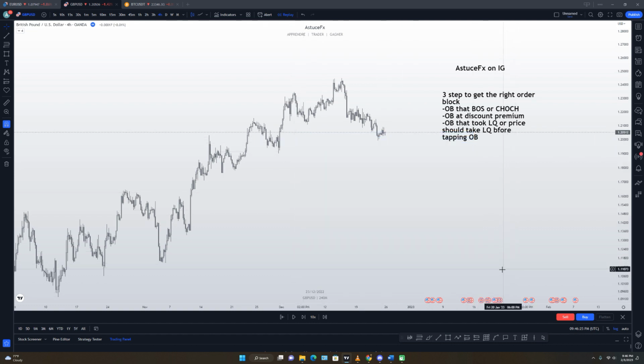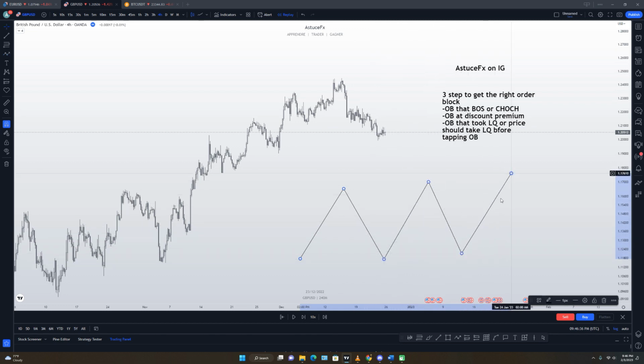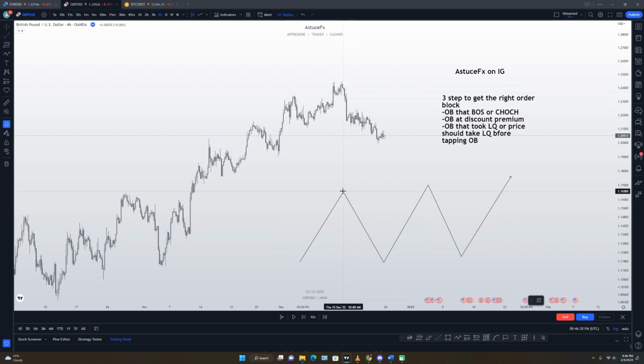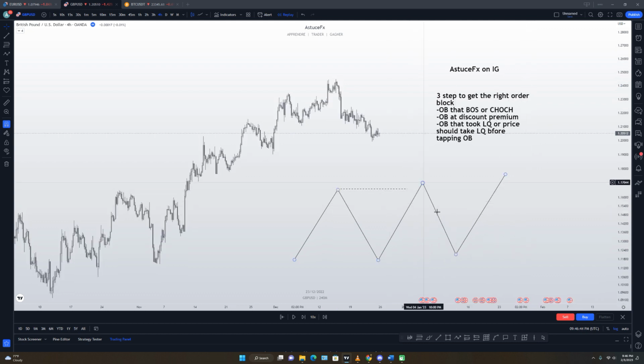So the first thing is, I want my order block to break structure. What I mean by breaking structure is, if you have a bullish trend, price will give you a break of structure like this, give you a pullback, give you a break of structure. So this is the break of structure I'm looking for. This is a break of structure, this is a pullback, this is a new break of structure that's going to be created. So this is the next break of structure.